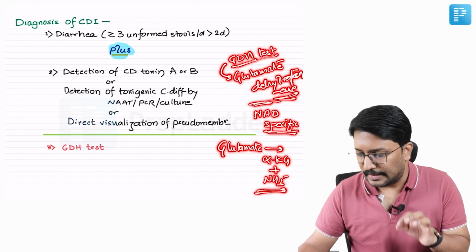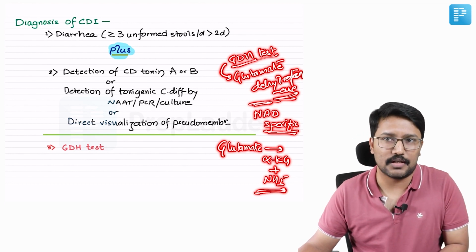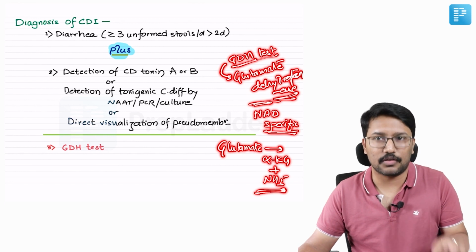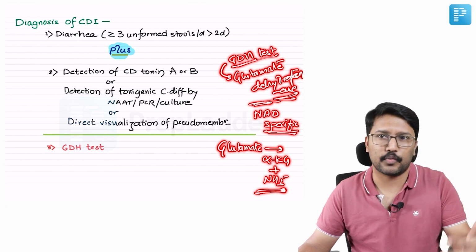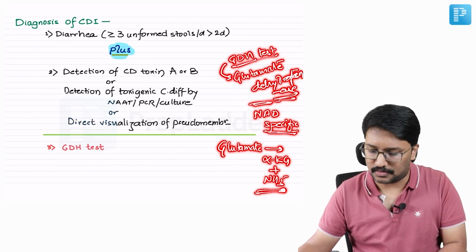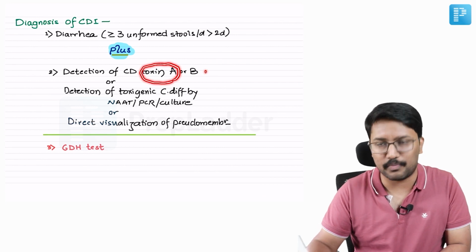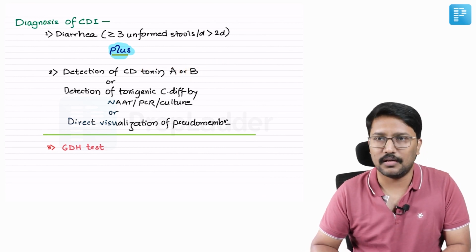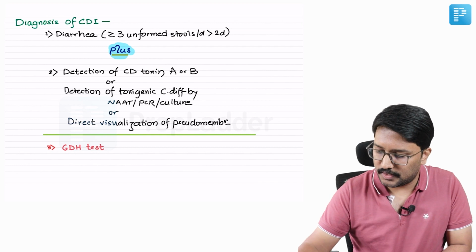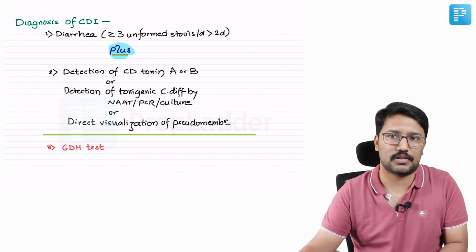So the presence of this is one marker suggestive of CDI, but it does not differentiate between toxigenic and non-toxigenic. So we have to prove that the patient, apart from having CDI, has the toxigenic infection, right? So for that you have to document that the patient's stool has toxin A or B. This is usually done using enzyme immunoassay, the most commonly performed method for identification of toxin.